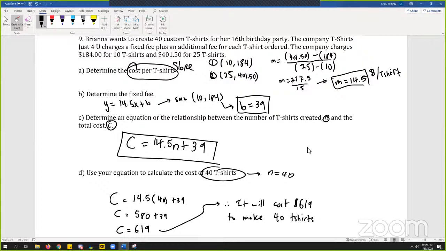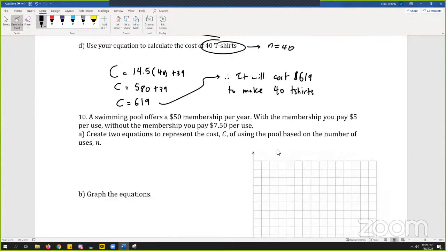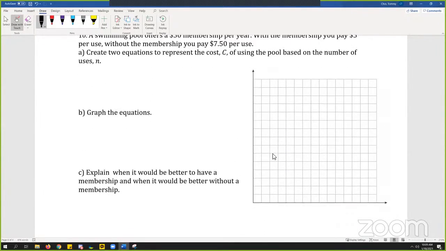Looks like there are no other questions in the chat, so we are going to continue onwards. If you're typing something, just let me know. Just type it. Last question.